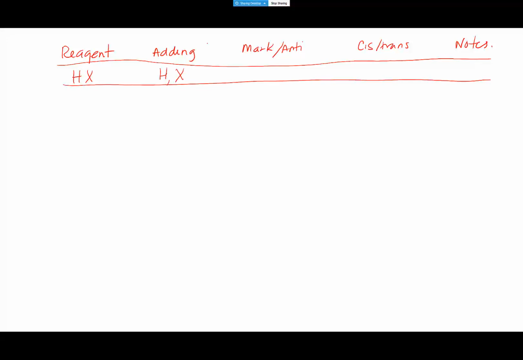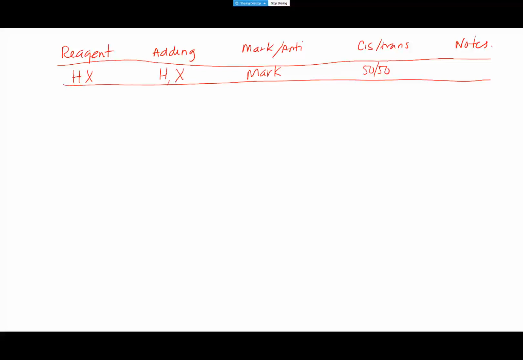So is it Markovnikov or anti-Markovnikov? No. Okay, it's Markovnikov. Cis trans, 50-50. Okay. Any notes on this? I'll fill in the notes.